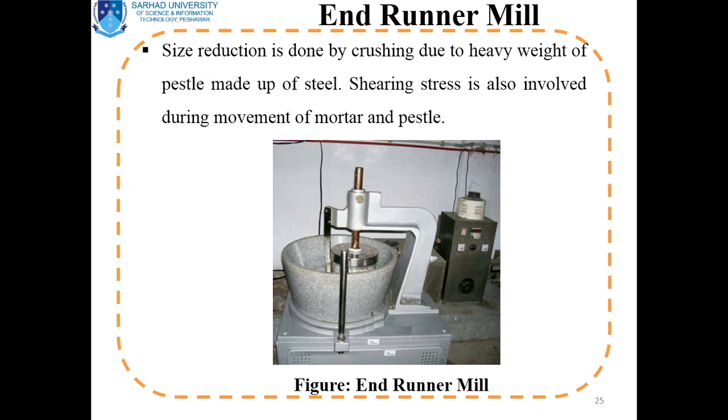The second last mill is termed the end runner mill. You can see in the figure that it consists of a mortar and pestle, and particle size reduction using a runner mill is done by crushing due to the heavy weight of the pestle, which is made of steel. The pestle is made of steel and has a heavy weight. Shearing stress is also involved during the movement of the mortar and pestle.